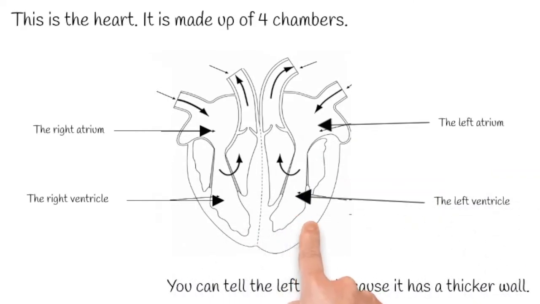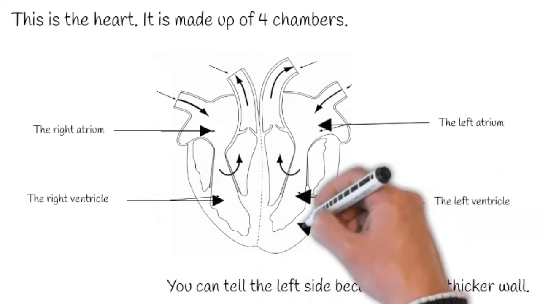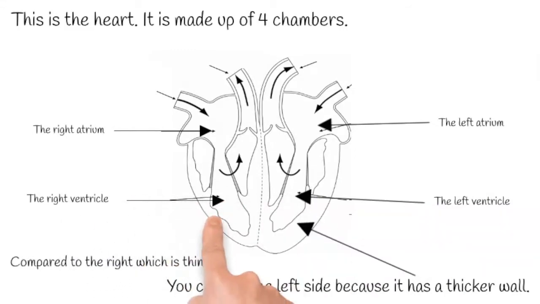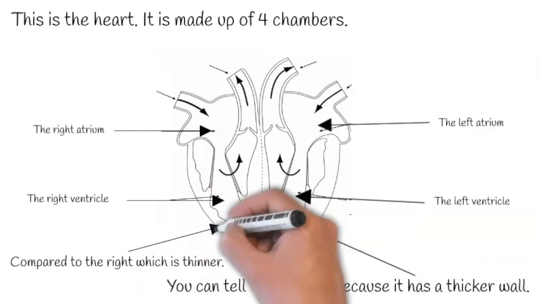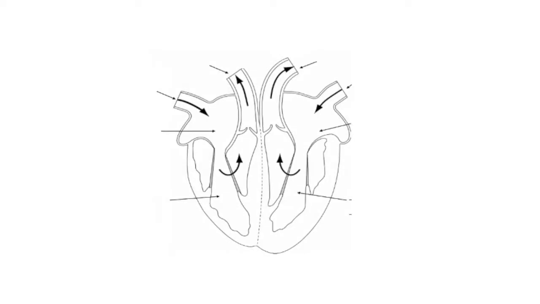You can tell the left side because it has thicker walls. This is how you can tell which side is which in your exam. Look out for the thickness of the walls. The thicker the wall is on the left.